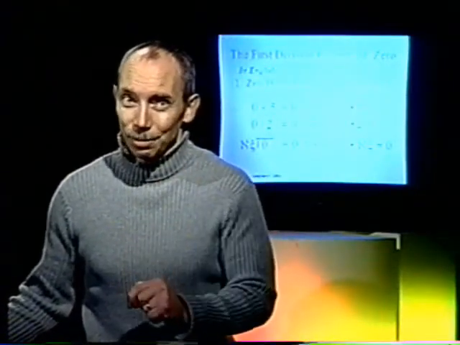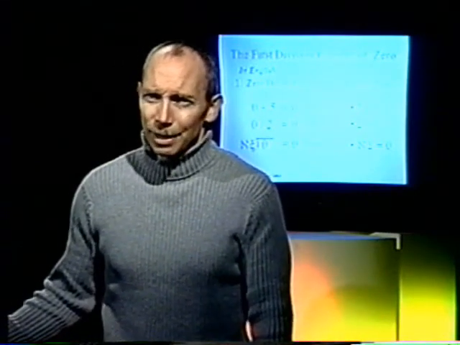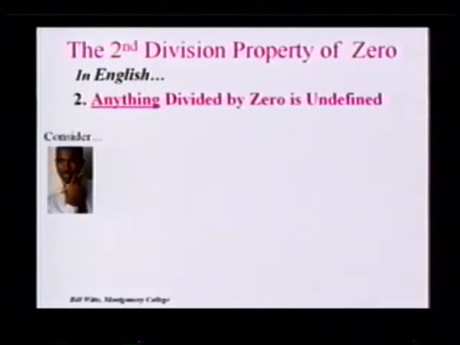The next one's the toughest one. The second division property of 0. Well, it's tough. Okay? That's where we flip things around. Anything divided by 0, we don't know the definition of. I'm not kidding.